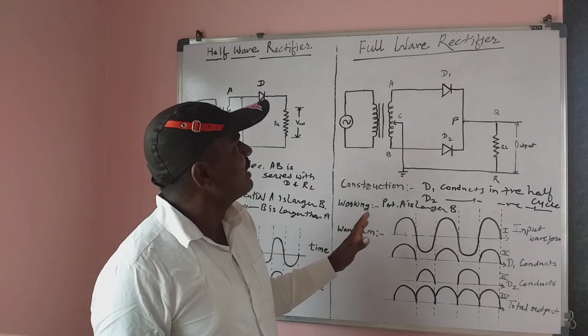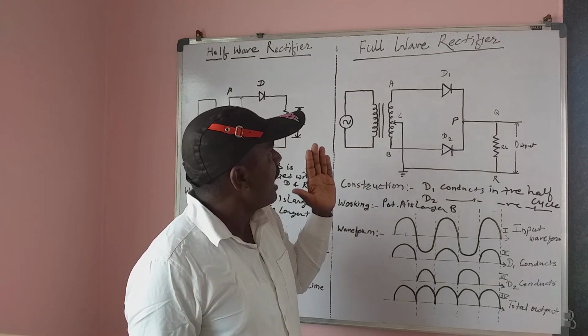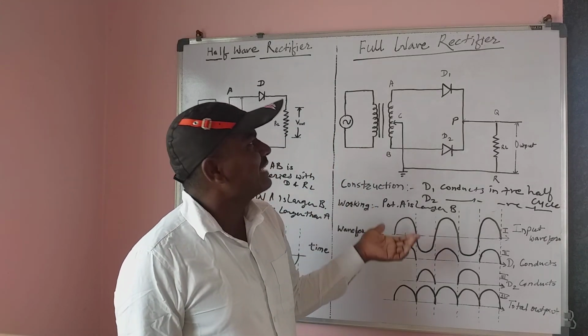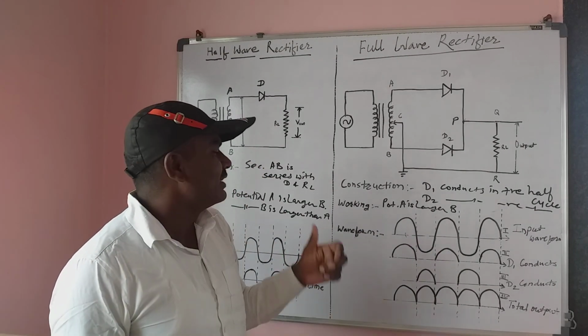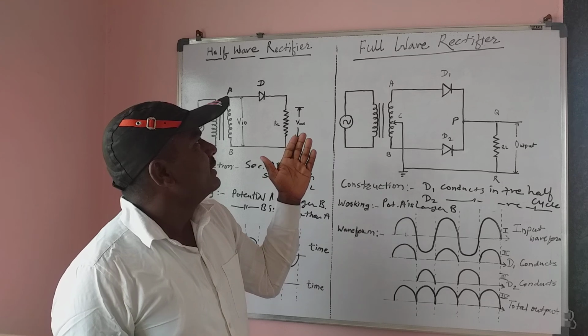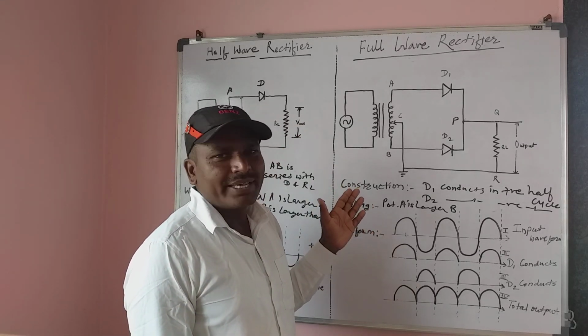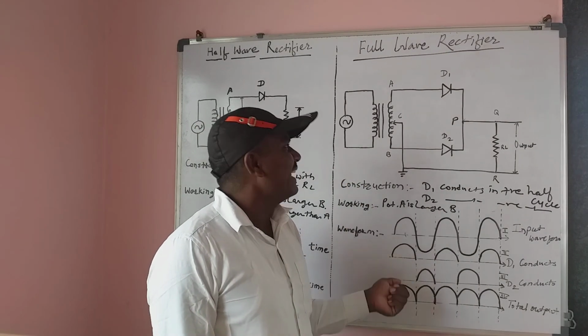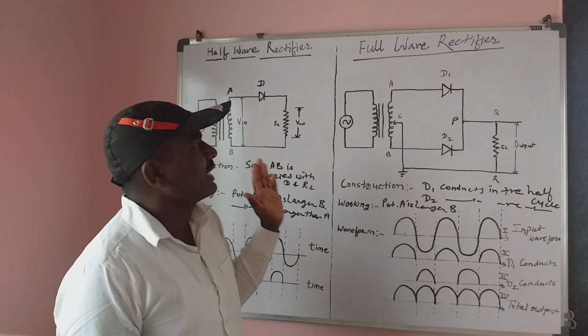Second, the efficiency of a full wave rectifier is larger than that of the half wave rectifier. And third, the ripple component is less in the full wave rectifier than in the half wave rectifier.